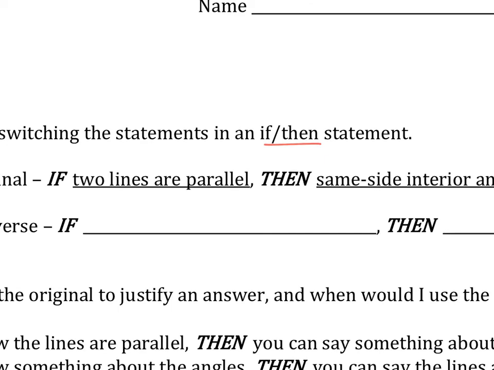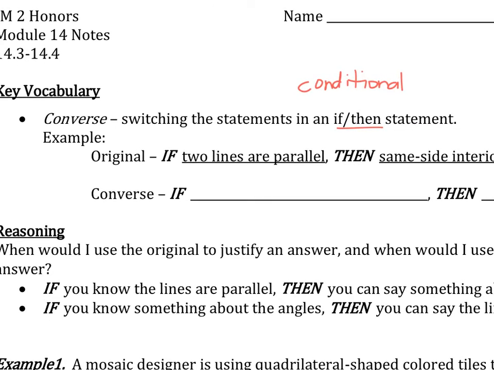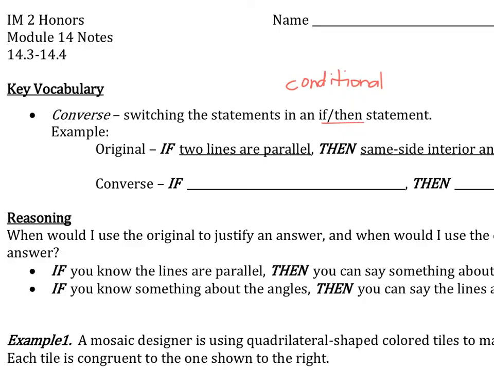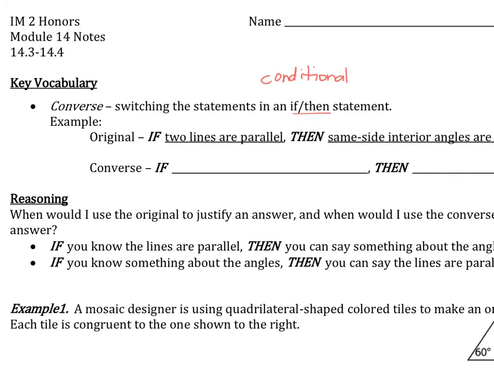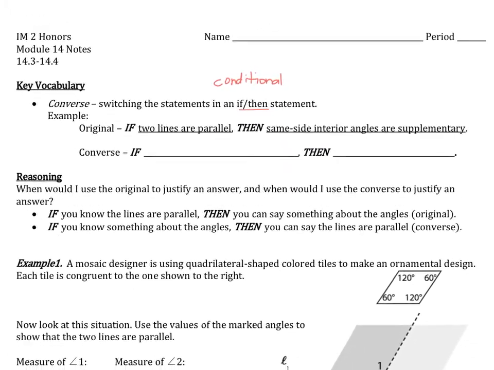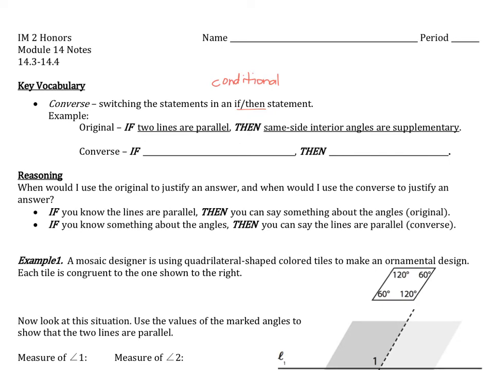This is also known as a conditional statement. You may hear that word as well. The conditional statement is also just an if-then statement. To give you an example, we have a theorem here that says if two lines are parallel, then same side interior angles are supplementary. The converse to that would just be simply switching those two ideas.